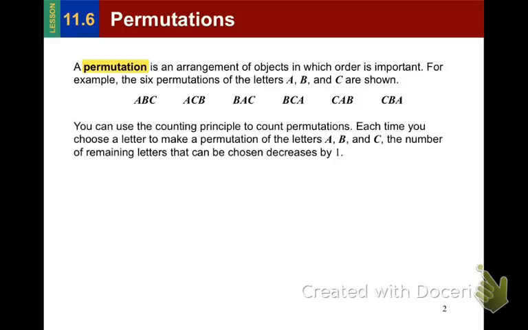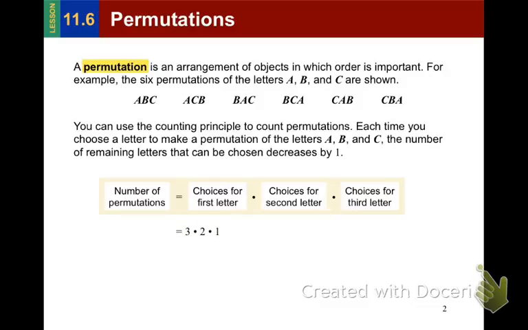So you can use the counting principle to count permutations. Each time you choose a letter to make a permutation of the letters A, B, and C, the number of remaining letters that can be chosen decreases by 1. It would look like this. For the total number of permutations, since there are 3 letters, you have 3 choices for the first letter. Once you pick that letter, the second letter only has 2 possible choices left. Once you select that letter, there's only 1 more. When you multiply those together, 3 times 2 times 1, you get the final answer of 6 different ways they can be arranged.